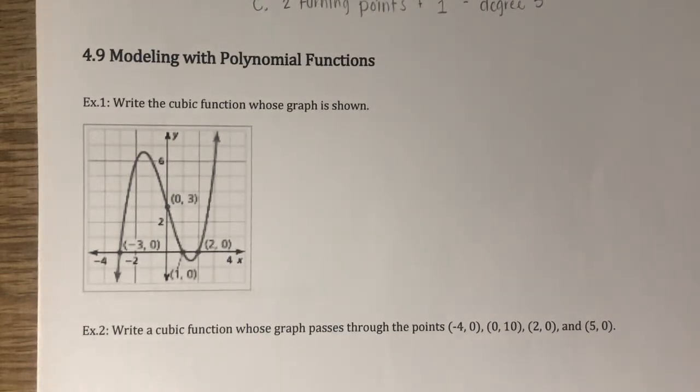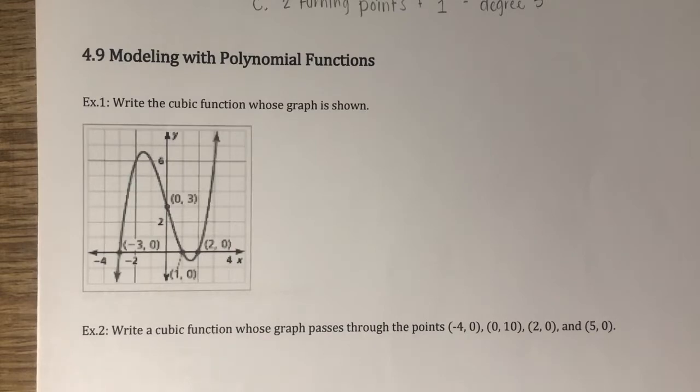So section 4.9 is modeling with polynomial functions. We're mostly going to focus on writing functions that go through very specific points. In previous sections, we've written functions that have specific solutions, but these are going to be through 4 specific points. So now we'll have to find an a value that goes along with that function to ensure that it goes through all the points.